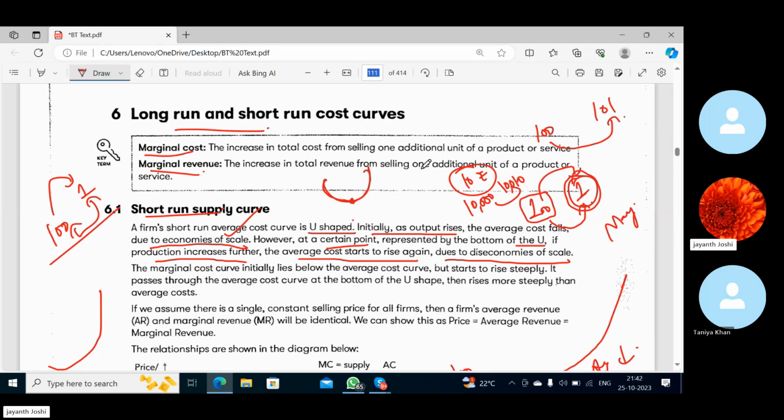Yes, sir. Yeah, in this U-shaped curve, you see here the cost is falling, and at this point it is the least, but from here it starts increasing again. That is because of diseconomies of scale. Here you are not able to utilize the resources that you have in the best possible manner.